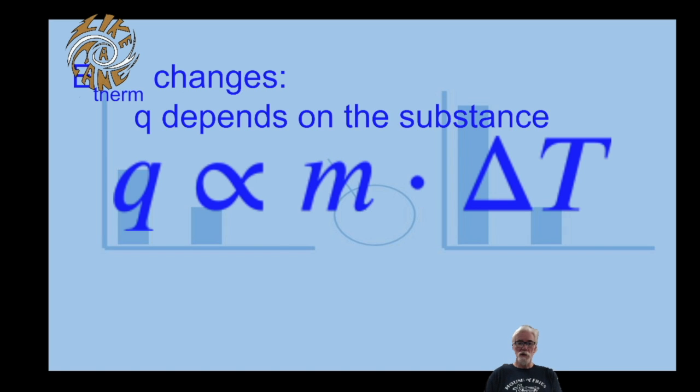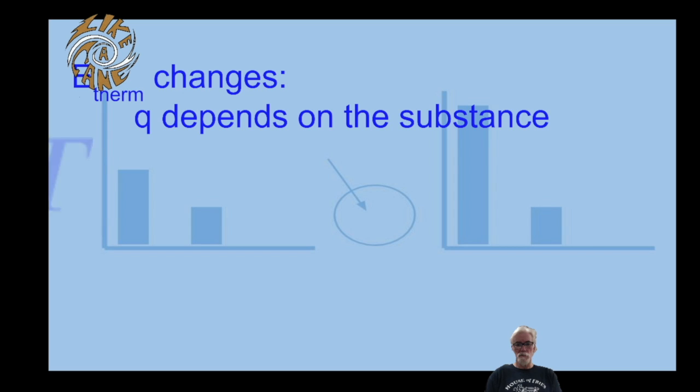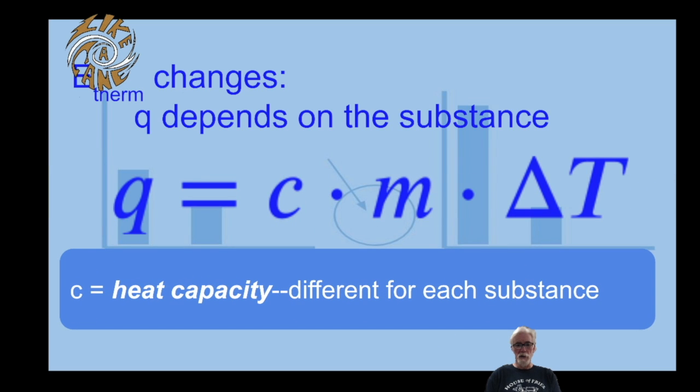But we also saw that it depends on the substance. We found that antifreeze and water didn't behave the same way. So how we handle that is we use this quantity called heat capacity. Heat capacity is different for each substance. Every substance has its own ability to modify how much the temperature goes up when energy is added through heating. So when you put all three of these factors together, you have a predictive model.